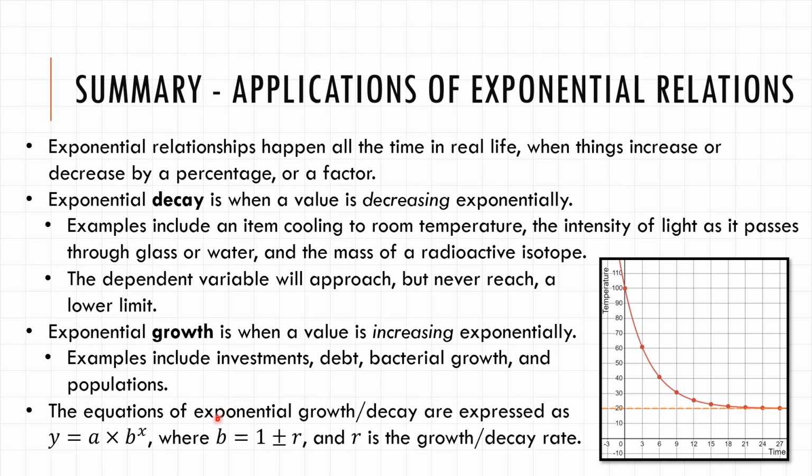The equations of exponential growth and decay are the same as the equations of exponential relations, right? y equals a times b to the power of x, except b is equal to 1 plus or minus r. Plus if it's a growth rate, minus if it's a decay rate. And that r value, the rate as a percentage, we convert it into a decimal when we plug it back into here, and then we do 1 plus that number, and that's our base over here. That rate is usually expressed as a percentage for that reason.